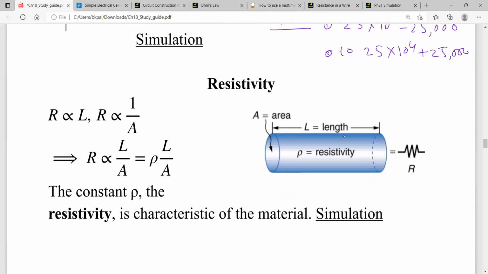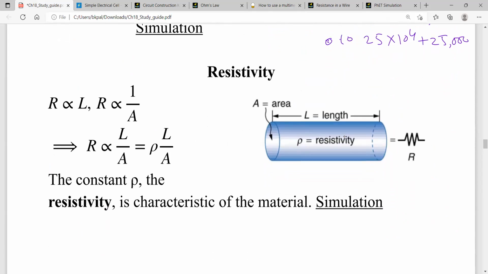The next one is the resistivity. So the resistance of a substance. Okay, so for simplicity, let's just consider a conducting wire. The resistance of a conducting wire depends on several things. For example, resistance is proportional to the length of the wire and inversely proportional to the cross-sectional area.